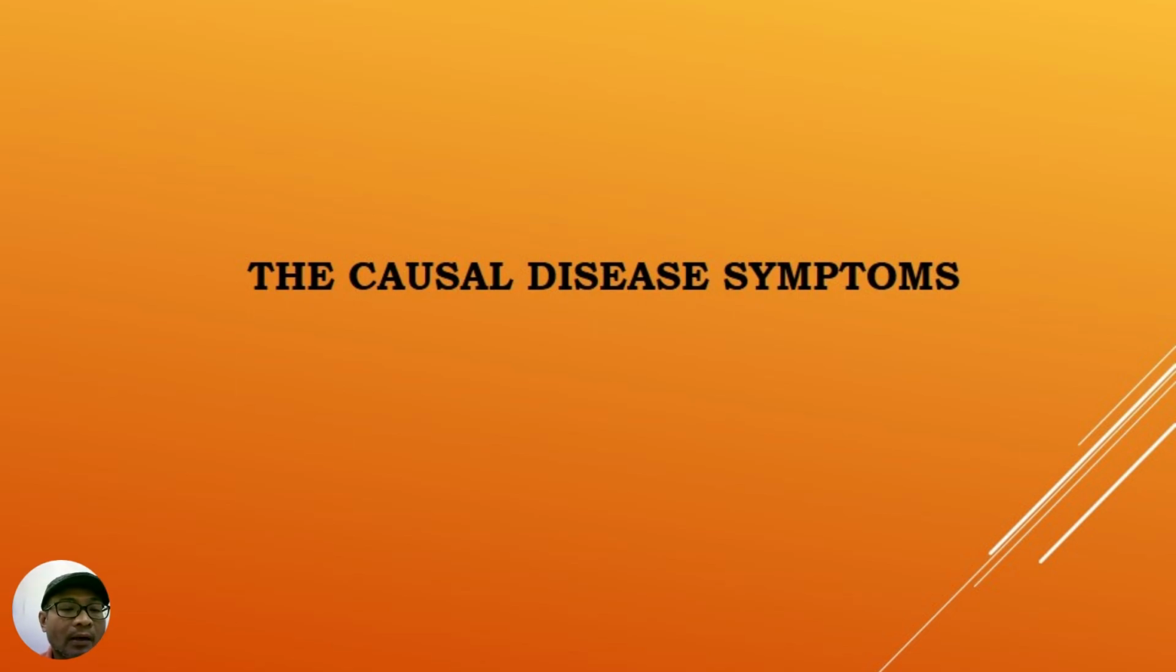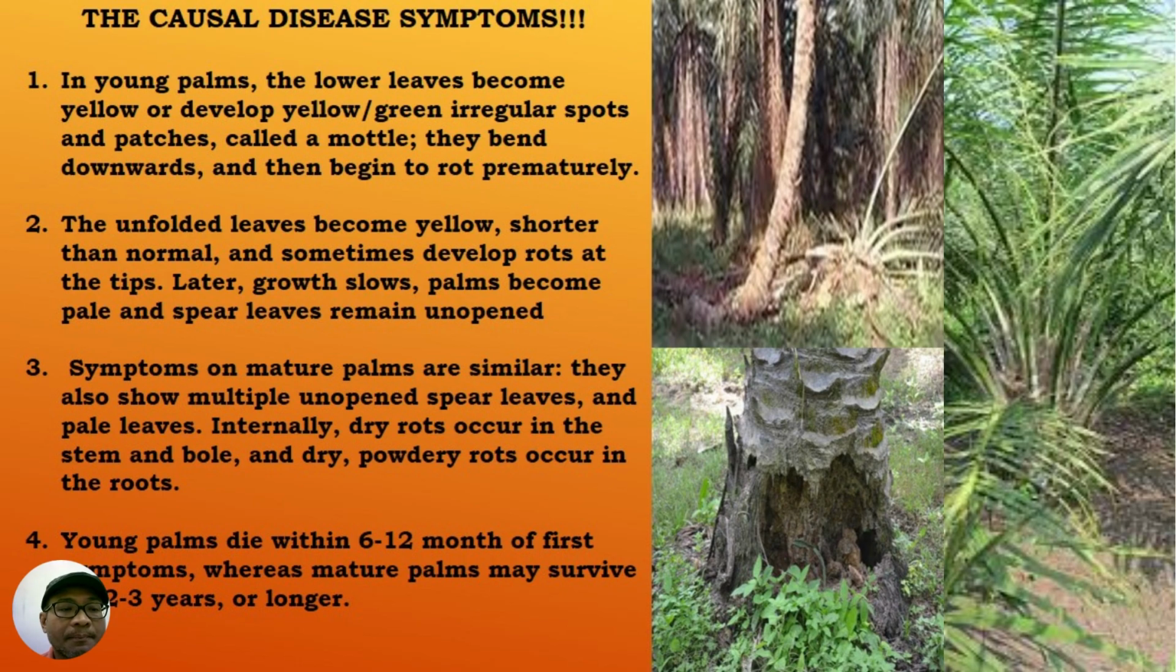So we go to the causal disease symptoms. In young palms, the lower leaves become yellow or develop yellow or green irregular spots and patches called mottle. They bend downwards and then begin to rot prematurely. The unfolded leaves become yellow, shorter than normal, and sometimes develop rots at the tips. Later, growth slows, palms become pale, and spear leaves remain unopened.